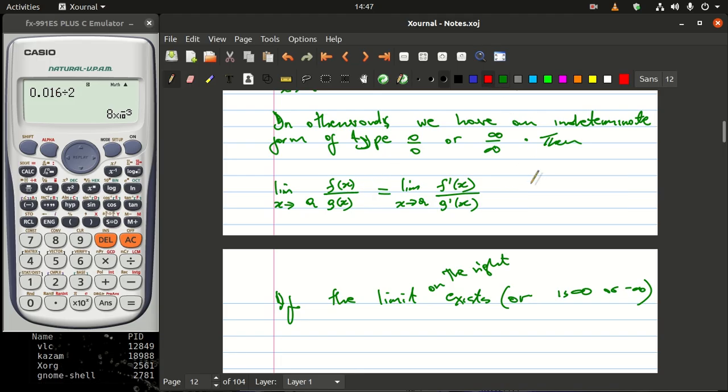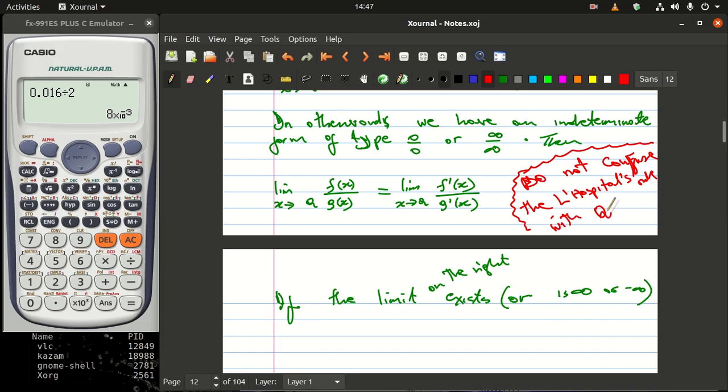So let me write this so that, if you forgot, you can go back and look into it. Do not confuse L'Hopital's rule with quotient rule. So that's what I was saying here.